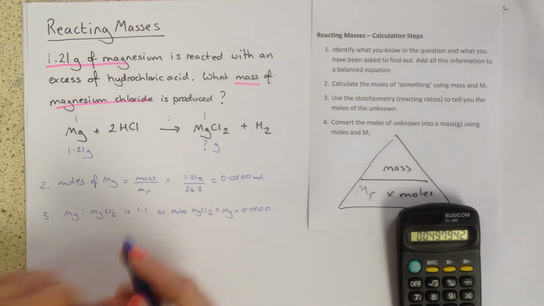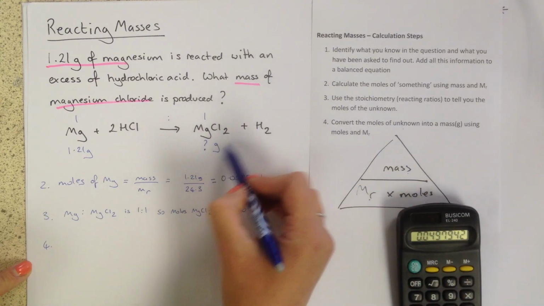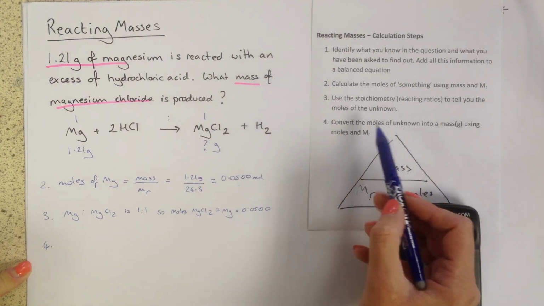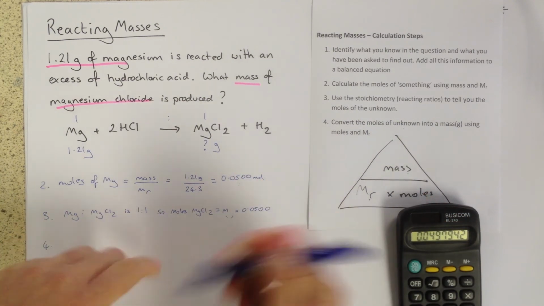We're on to step 4. Convert the moles of the unknown. Now our unknown is the thing we're trying to work out, magnesium chloride. So convert the moles of, I've just realised I've wrote that down. Oh no, sorry, ignore me.